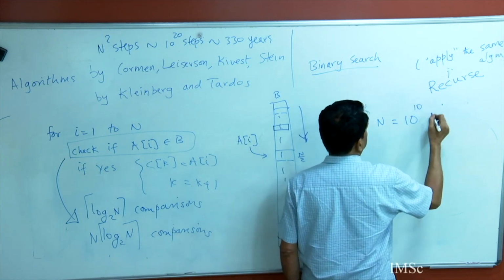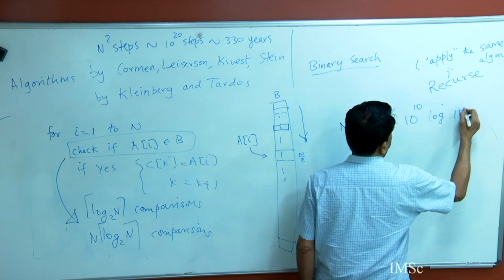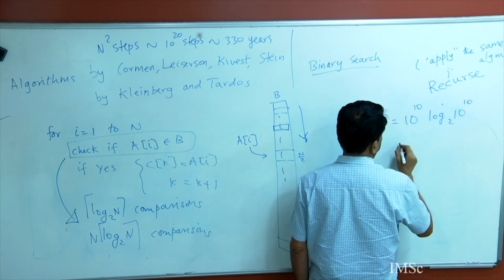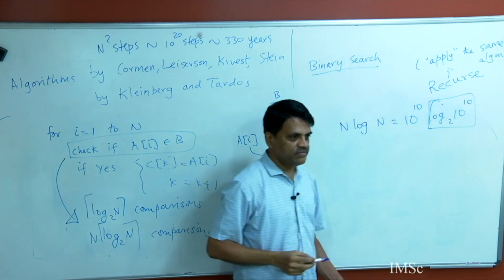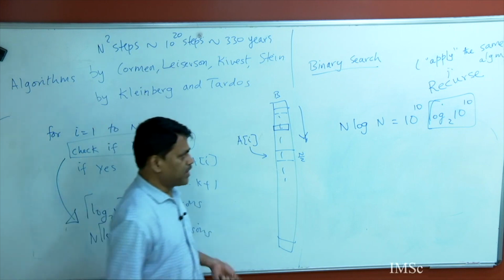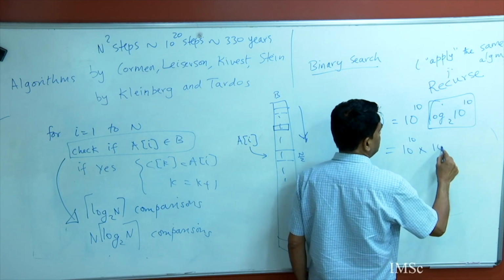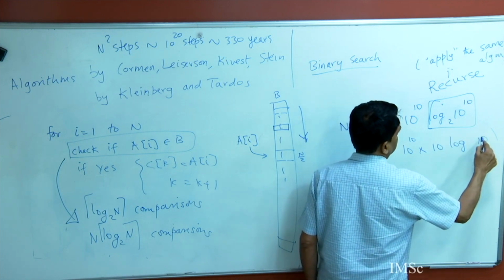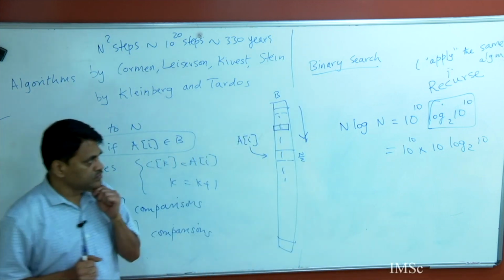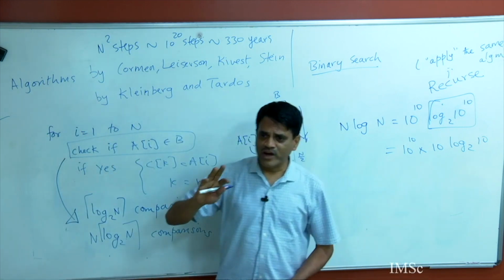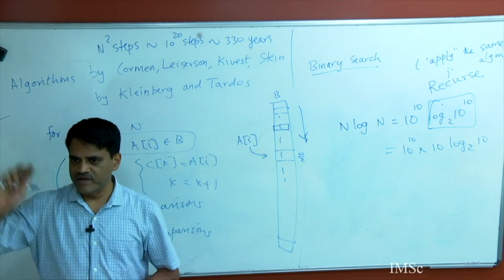So it will be 10 power 10 times log of 10 power 10, to the base 2. So what is log 10 power 10? By the standard log formula, it's 10 power 10 into 10 log 10. Right? Log A to the B is B log A. So what is log 10 roughly? 3 point something. Does everyone see that?